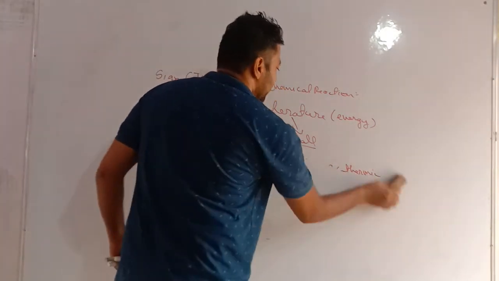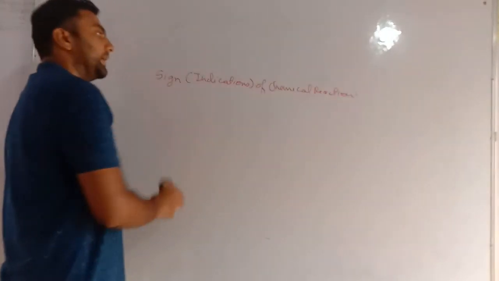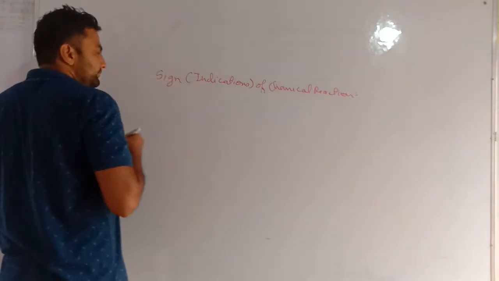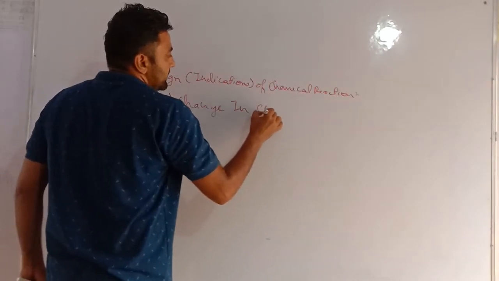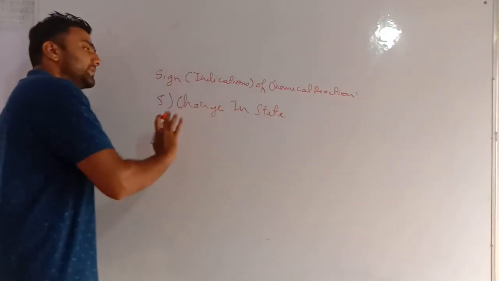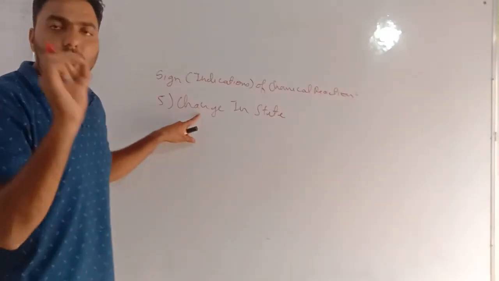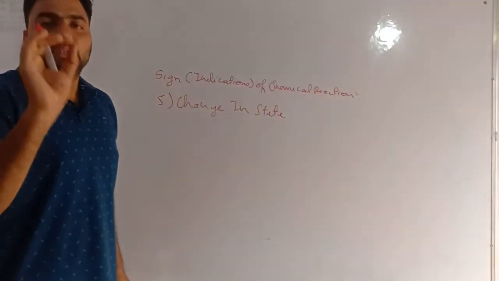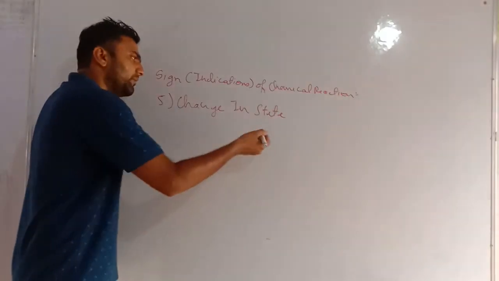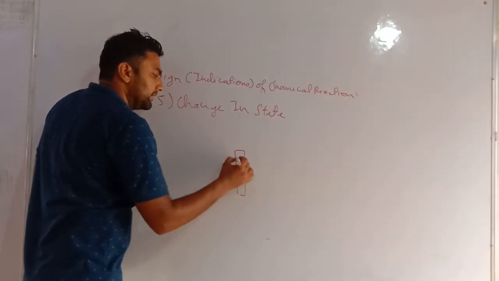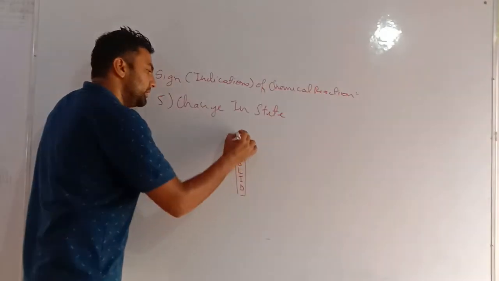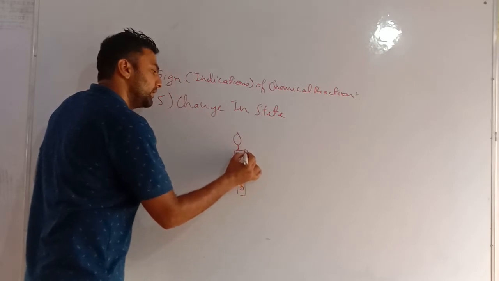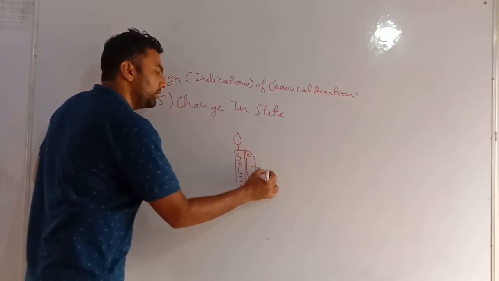One more thing is change in state. This is not that much of a prominent hint. This hint is not enough to let me know that any chemical reaction has taken place. But for example, we will take an example. If any candle burns, we know that wax is in solid form. When it burns, heat is released and this wax gets converted into liquid.